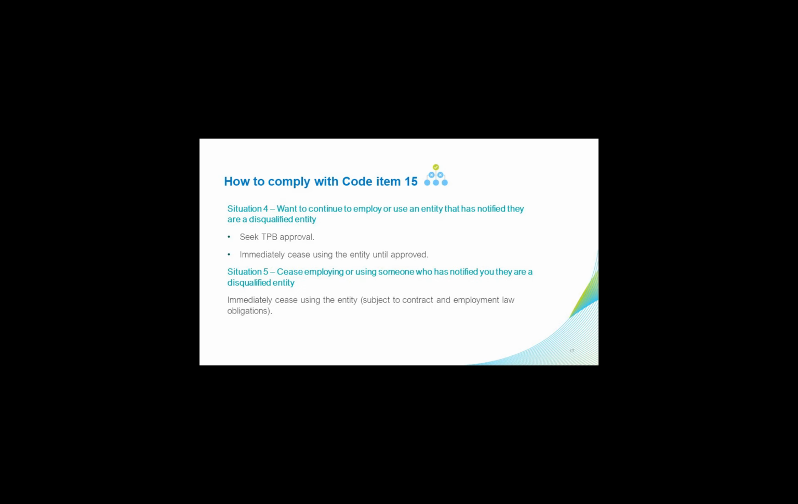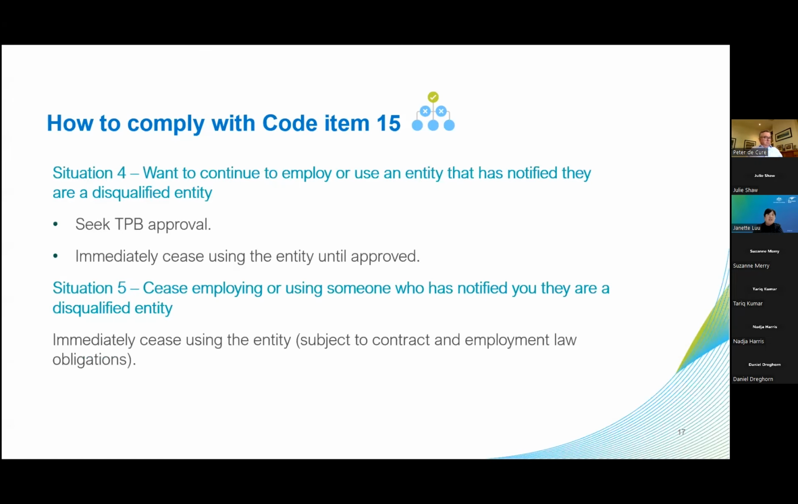So we'll move on to the last two situations. Our fourth situation is where you want to continue using an entity that you now know is disqualified. Similar to what we mentioned before, you need to seek TPB approval immediately. And in this case, because you're already using them, you also have to immediately cease using their services until that approval has come through.